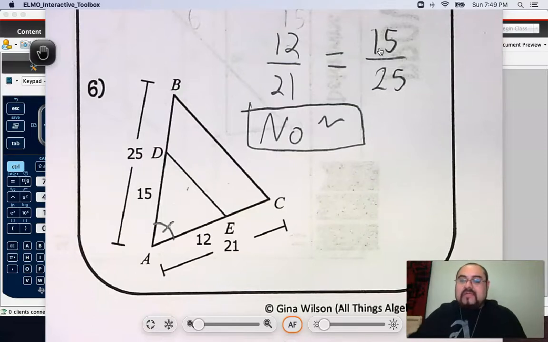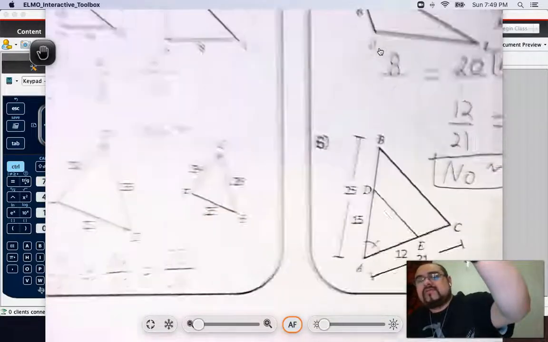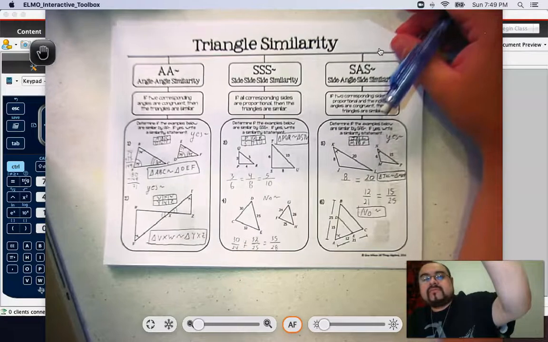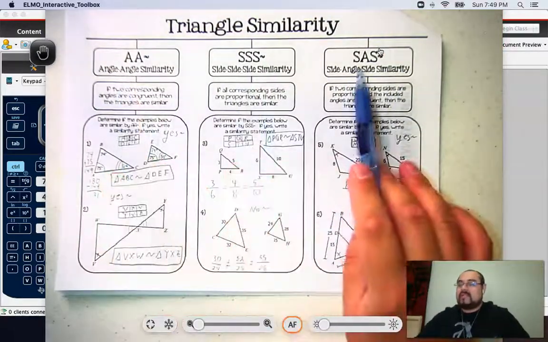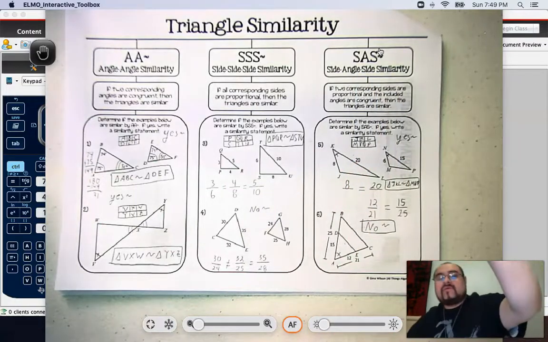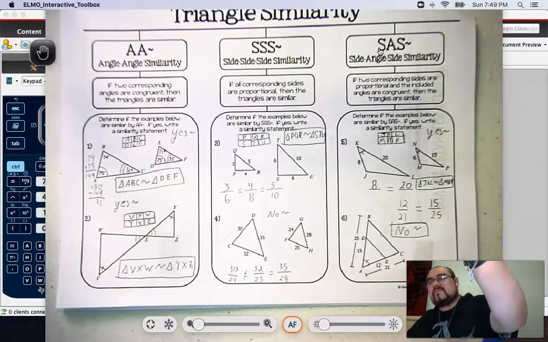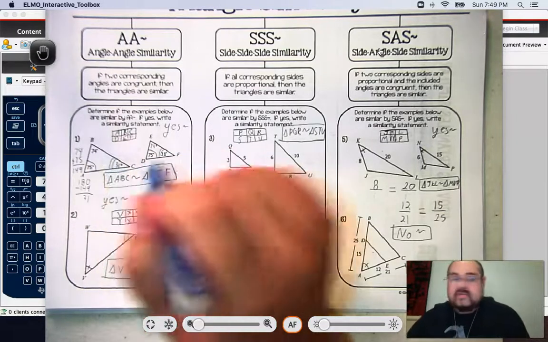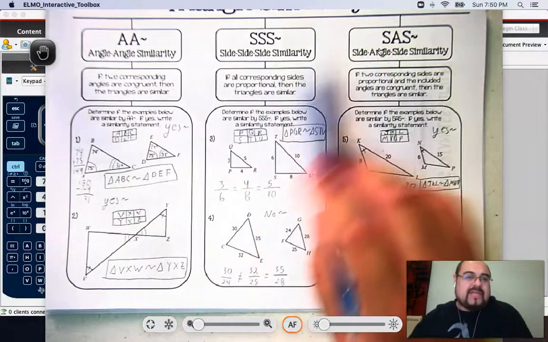Okay, so that is 6 examples, 2 of each on triangle similarities. Remember the 3 postulates are angle-angle, side-side-side, side-angle-side. Some of your questions on your assignment this week are going to ask you if these triangles are similar using the 3 different postulates, and you just simply say yes or no.